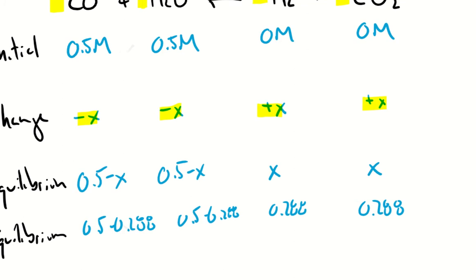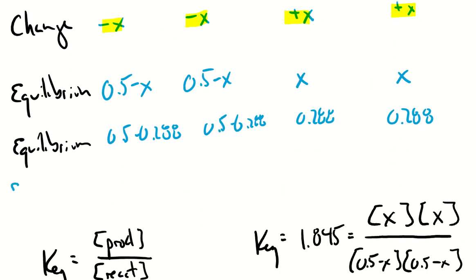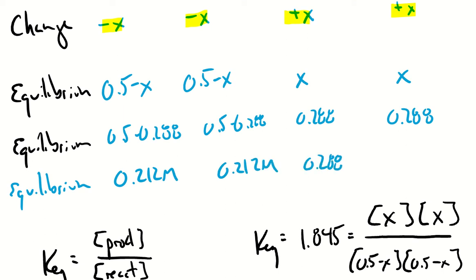Or, written another way, scroll down one more time, the equilibrium concentrations are going to be 0.212 molar, 0.212 molar, and again 0.288 molar and 0.288 molar.